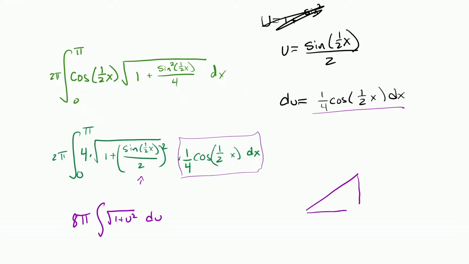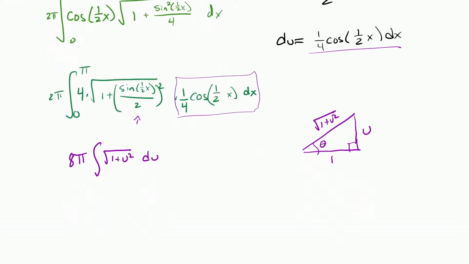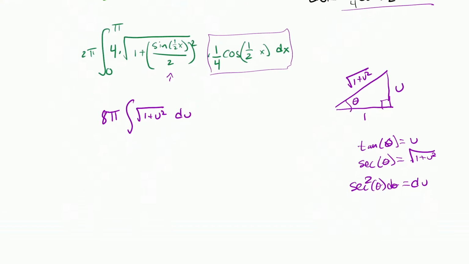I know it feels like you're going from trig functions to u and then back to trig functions. It's the only way I can think of to do it, so that's the way we're going to do it. So we've got a u here, we've got a 1 here, and you've got 1 plus u squared. So the tangent of theta is equal to u. The secant of theta is this radical. And then du is going to be secant squared. Now we have secant cubed.